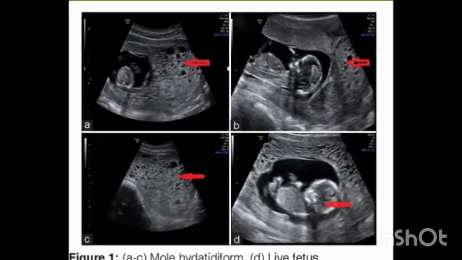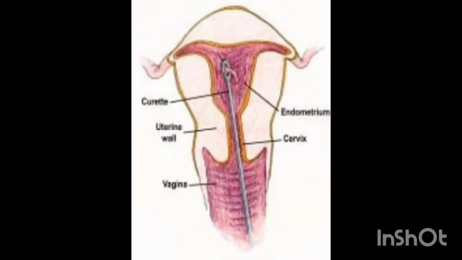When a partial mole is suspected and there is a live fetus, counseling and genetic tests looking for triploidy should be offered, chorionic villus sampling or amniocentesis. Suction and curettage are used for evacuation.